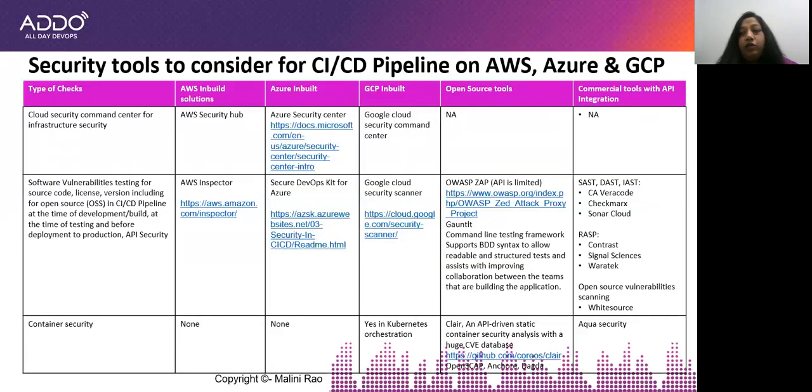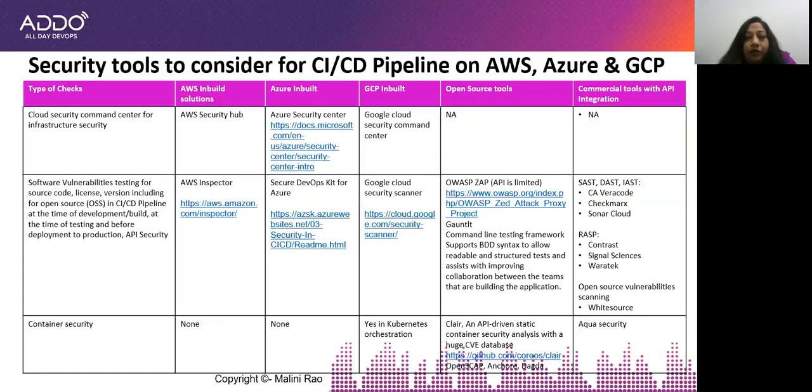Now coming to the major piece, that is the security tools to consider for the CI/CD pipeline on AWS, Azure, and Google Cloud. There are other cloud providers also. Sorry, I didn't mean that I have to not include them, but these are the top ones that are mainly used by organizations globally. So what are we doing here? We are looking at some of the major best practices that we saw and how AWS, Azure, and GCP, Google Cloud are doing on this. We look at some of the open source tools as well as commercial tools that are available.